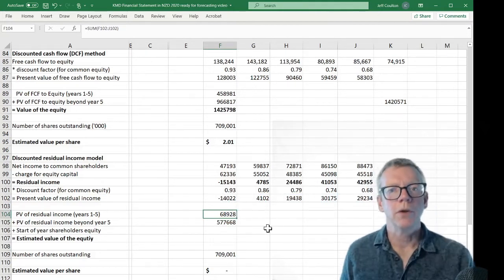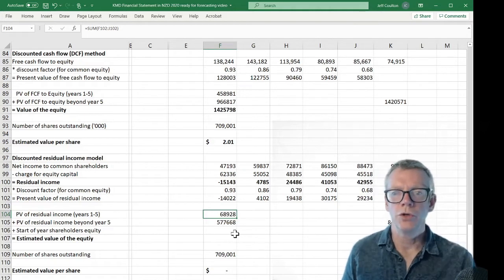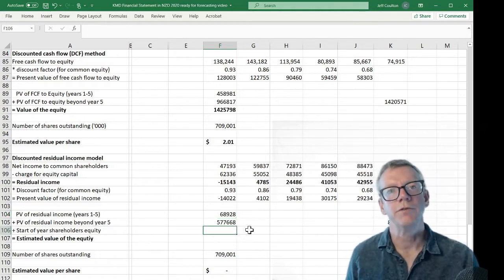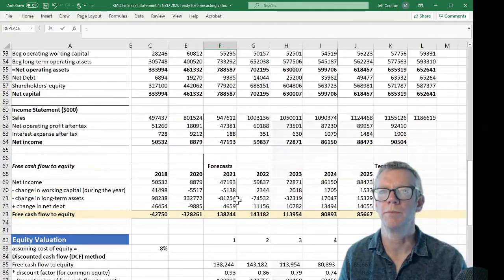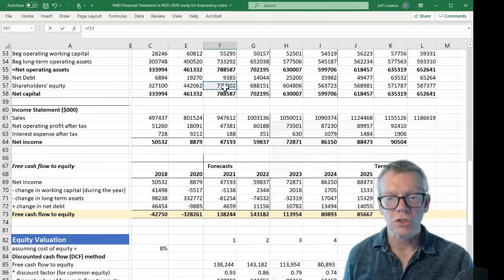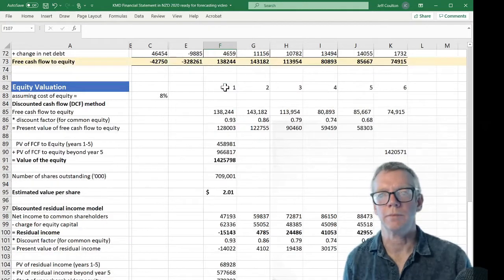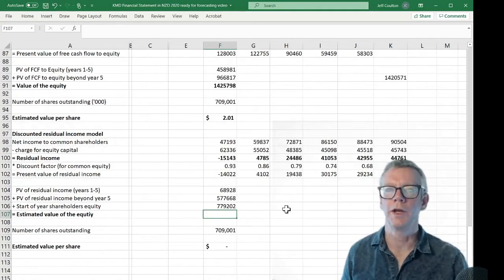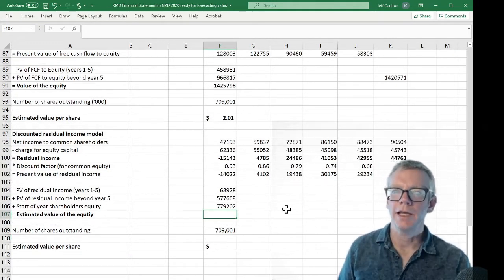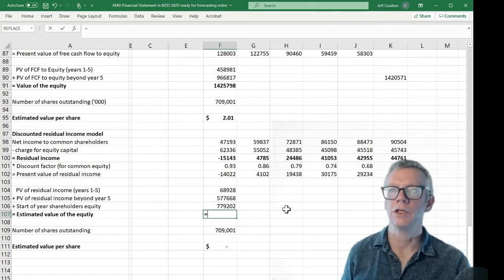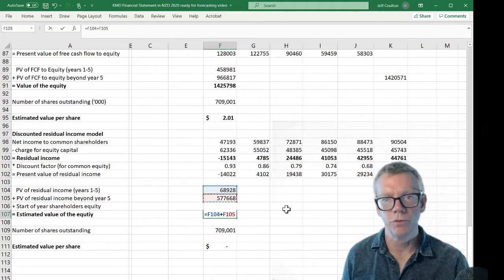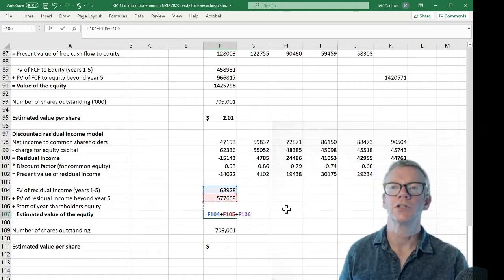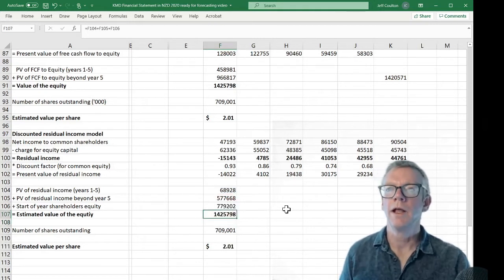The final component that I need in our residual earnings model is going to be the start of year book value of equity. Let's scroll back up to our forecast balance sheet. And here we have it. Cell F57, start of year shareholders' equity. So what do I now see? I now get the estimated value of equity is going to be years 1 to 5, residual income beyond year 5, and start of year book value of equity.